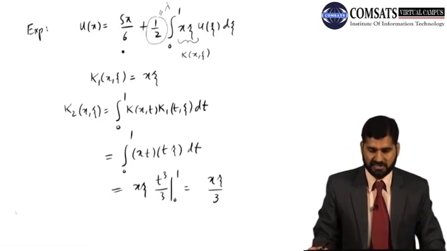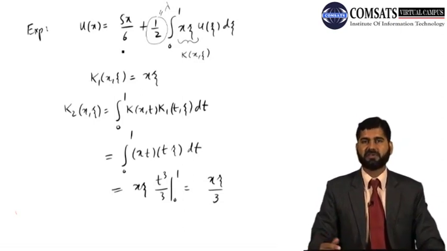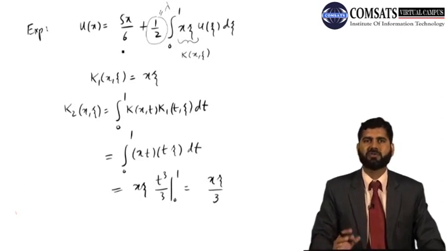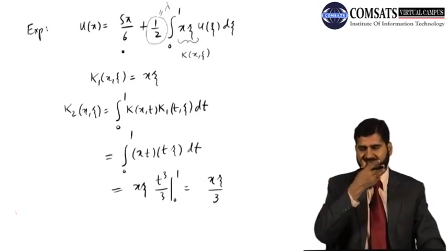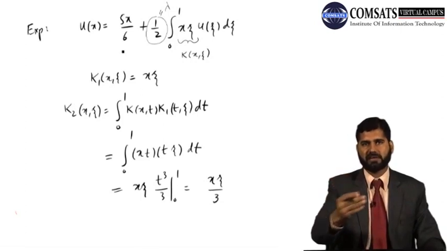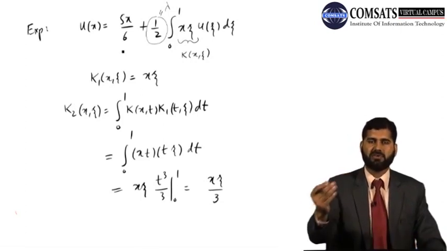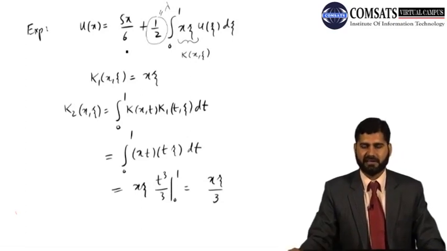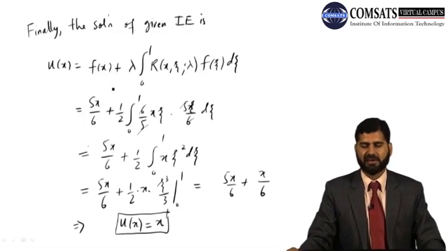So this is the very first method we learned for solving the integral equation. It's not difficult at all, you just have to remember the steps. First of all, you need to find k1, k2, k3, and so on, then write the resolvent kernel, and after writing the resolvent kernel, you can write the final solution. Simplify it very easily and you will get u of x.